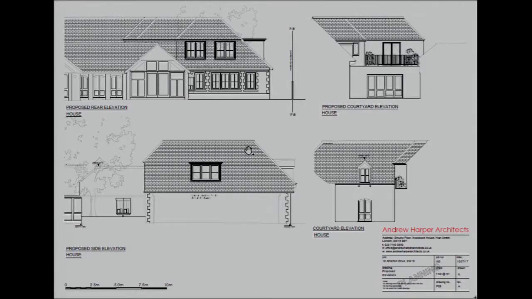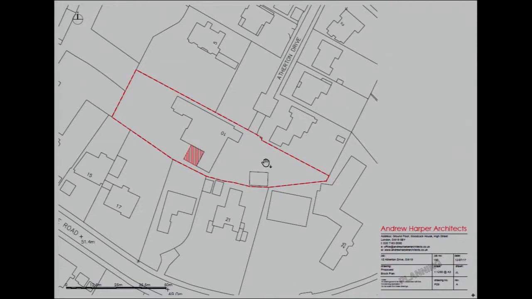That dormer window will serve a bathroom, so it's to be obscurely glazed to prevent overlooking. At the rear, two windows here and an internal facing small roof terrace, which actually replaces a bigger roof terrace that's currently on the site. So just a block plan to show you in context where it is in relation to neighbouring properties.